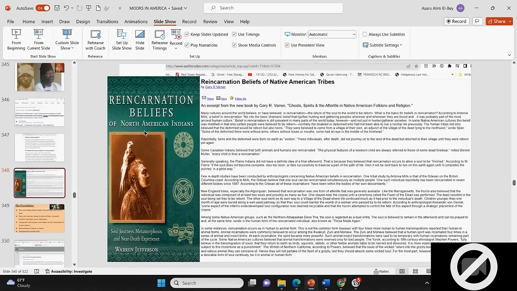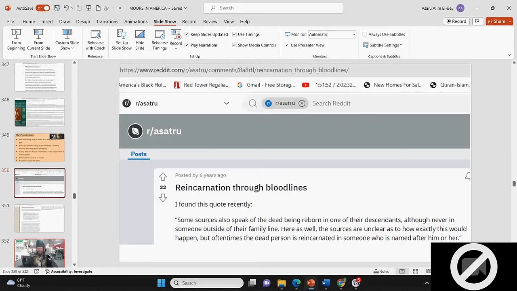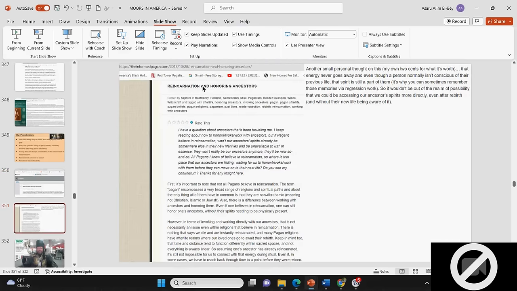So get the book, Reincarnation Beliefs of North American Indians, by Warren Jefferson. They believe the exact same thing, all right? So here it says, reincarnation through bloodlines. Some sources also speak of the dead being born in one of their descendants, although never in someone outside of their family line. Here as well, the sources are unclear as to how exactly this would happen, but oftentimes the dead person is reincarnated in someone who is named after him or her. Reincarnation and honoring the ancestors. All right?